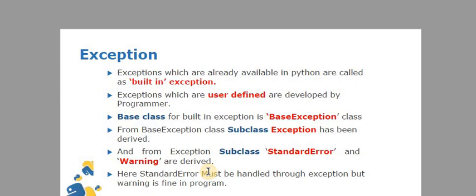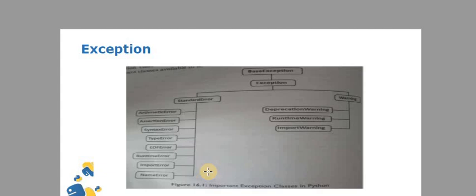From the Exception subclass, StandardError and Warning are derived. That means from the main Exception class, we have two subclasses: first is Warning and another is StandardError. The standard error must be handled through exceptions, but the warning is what? It displays an appropriate message in the program. Later on, when we see examples, you will understand.